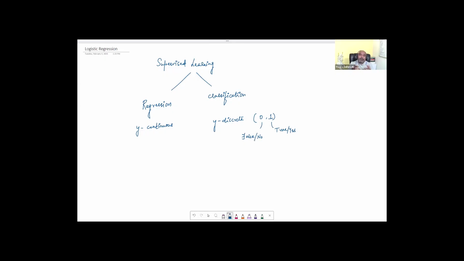Now, what is the problem statement? What is an example? Let us say that a person will churn out from your network or not. A person will do the payment or not. The transaction is fraudulent or not. Whenever I look into such problem statements, it is known as a classification problem.